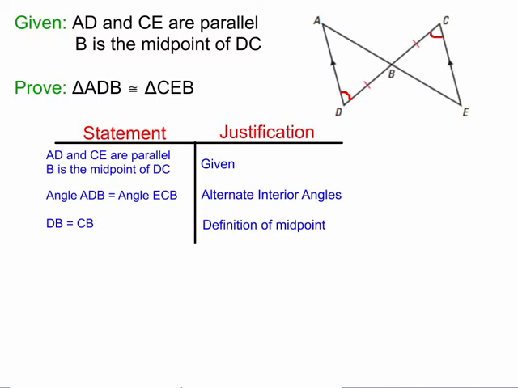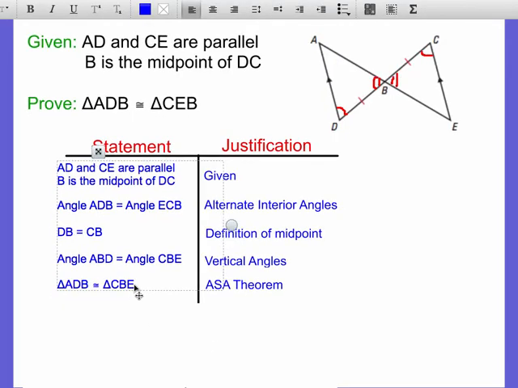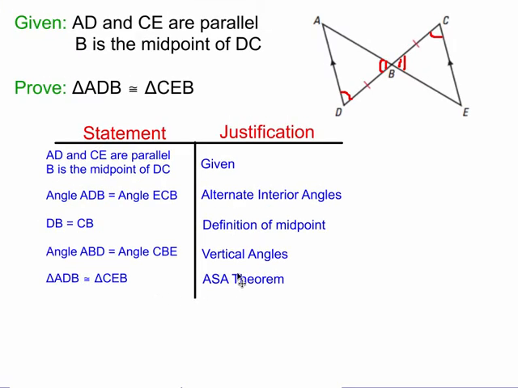All right, so we have one angle and our side. Now we need to show that these two angles, ABD and CBE, are also congruent. That's easy enough. We know that they are vertical angles, so we can say that they're equal to each other because of vertical angles. Well, now I have an angle, a side, and another angle that are equal, so I can say that my two triangles, ADB and CEB, are congruent because of the angle-side-angle theorem.